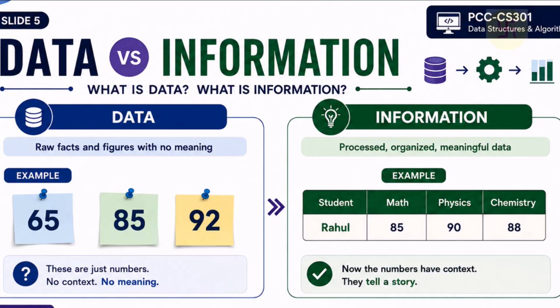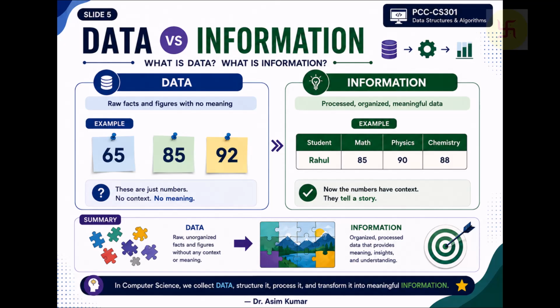In computer science, we collect data and organize it, process it and transform it into useful information. And this is exactly where data structures become important, because to process data efficiently, we first need to know how to organize it properly. Now let's move ahead and understand how data structures help us organize data.